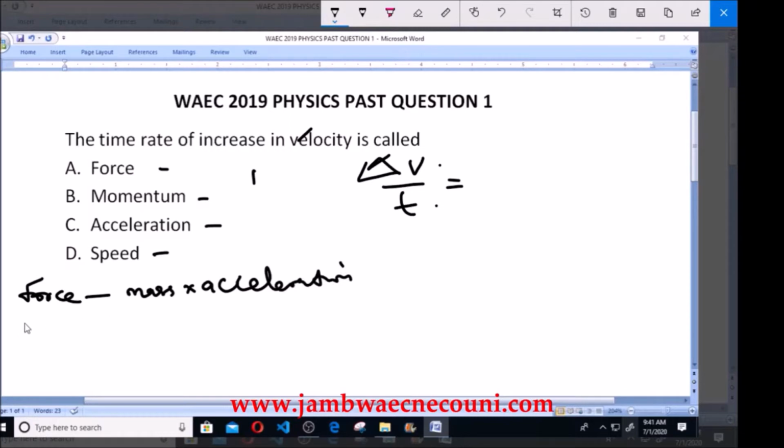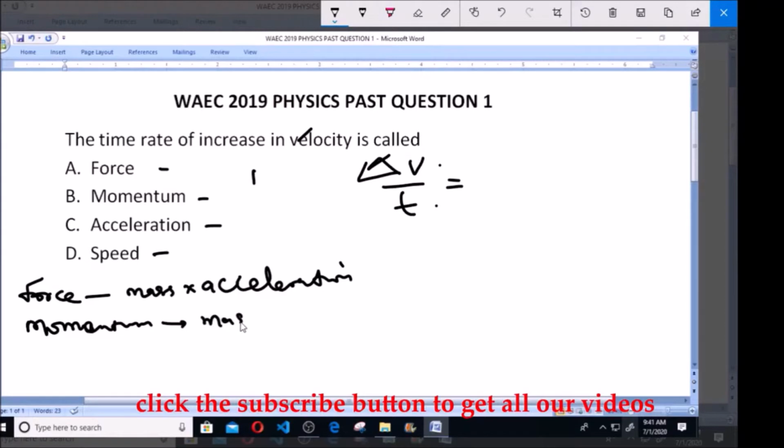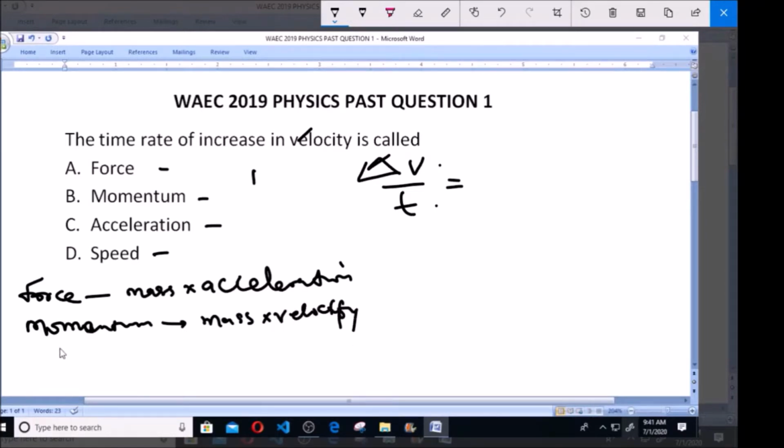So let's look at the second one, which is momentum. What is momentum? Momentum is simply defined as the product of mass and velocity. Now let's look at the third one, acceleration. What is acceleration? Acceleration is simply the change in velocity or speed over time.